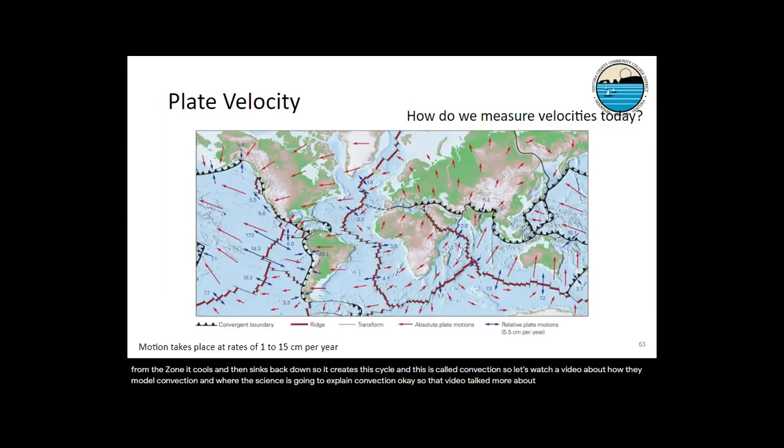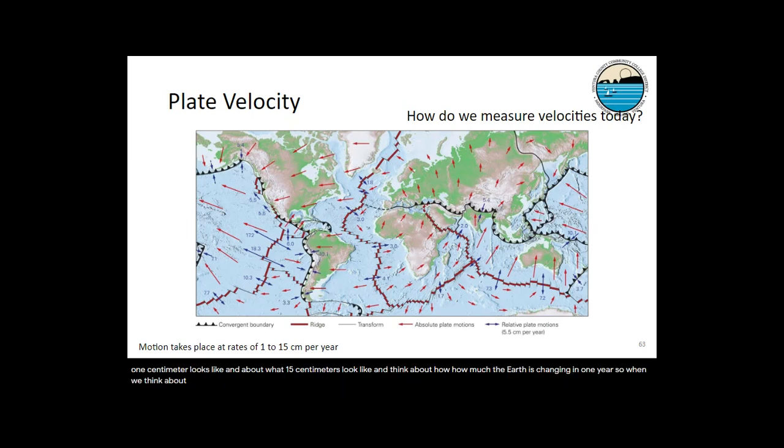The video talked more about convection and how convection plays a huge part in how plates are moving. It also shows that it's not uniform throughout the asthenosphere, and therefore plate velocity is not the same around the globe. Motion takes place at rates between 1 to 15 centimeters per year. So let's think about what 1 centimeter looks like and what 15 centimeters look like, and think about how much the Earth is changing in 1 year.